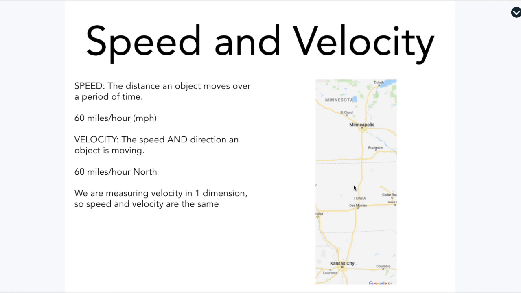I have a map here of a route that I drive quite often, which is the route from Minneapolis to Kansas City and then Kansas City back to Minneapolis. My family lives down in Kansas City. If I told you that I'm in Des Moines, Iowa, which is right here, a little bit beyond the halfway point, and I'm traveling 60 miles per hour, that's nice to know, but what does that really tell you? It tells you my speed, but it doesn't tell you the direction that I'm going.